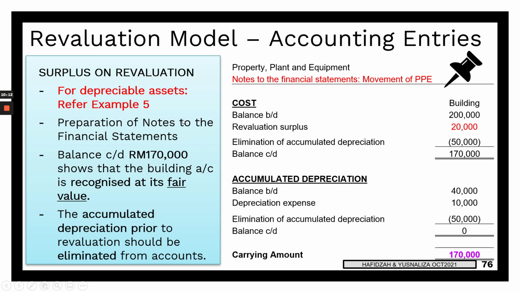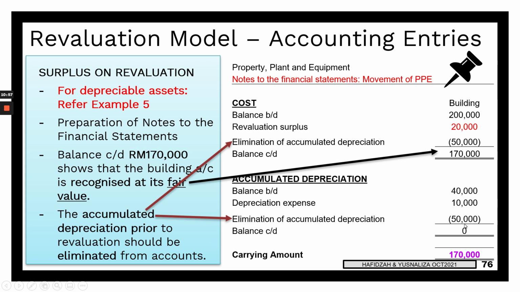Next is the presentation disclosure, in the notes on property, plant and equipment, showing the movement. So these are the movement where you will see the elimination being done in the cost and the accumulated depreciation section. The elimination of the accumulated depreciation prior to the revaluation. And the fair value of the asset is in the cost of the building, and the carrying amount is 170,000 here. This is the revalued amount, which is cost, which is the fair value minus the accumulated depreciation.